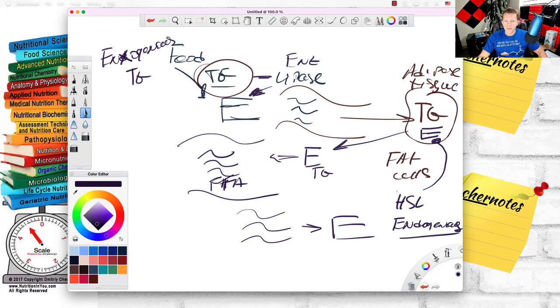We call them endogenous, because not only triglycerides can be stored as fat, also sugar can be stored as triglyceride. And then when your body needs energy, it will break down triglycerides into the free fatty acids. It's not going to be able to break down triglycerides back into the sugar.